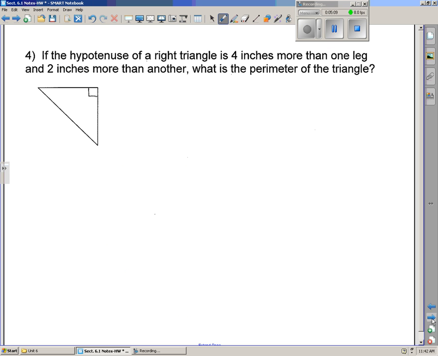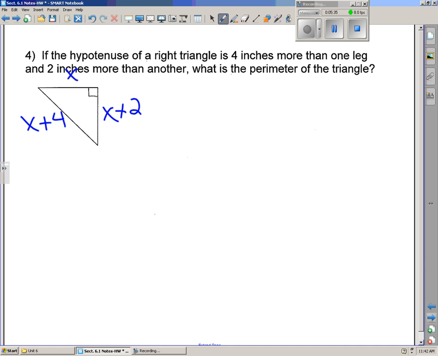This one: if the hypotenuse of a right triangle is 4 inches more than one leg and 2 inches more than another, what's the perimeter of the triangle? There's a couple ways to set this up, but I'm going to do it this way. I know that a leg is unknown, x. The hypotenuse is 4 inches more than that leg. Well, the hypotenuse happens to be 2 inches more than the other leg. So that means I've got x plus 2 being the other leg.